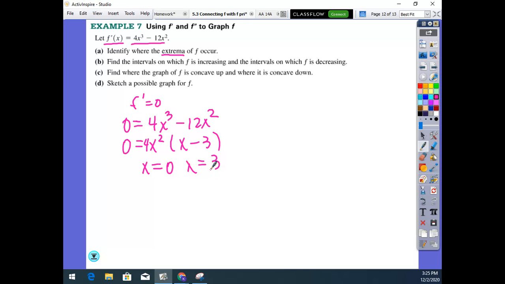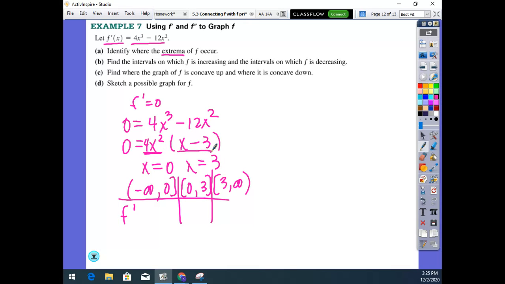So I'm going to test out my intervals from negative infinity to 0, 0 to 3, and 3 to infinity. All right, so f prime, let's try negative 1. This is always going to be positive, so this is the only thing that's going to affect it. If I plug negative 1 in, that's negative, so it's decreasing. Plug in a positive 1, it's still negative, still decreasing. Plug in 4, that's positive, increasing.